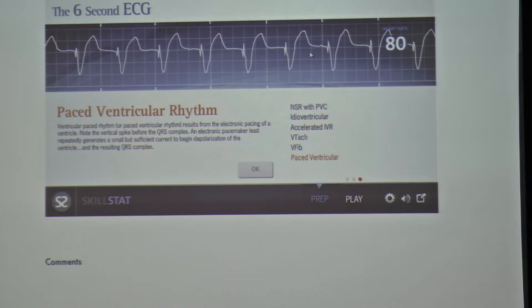I'm sure if your atriums are working, your SA node is working, maybe they just put a ventricular one in. I don't know what makes you get one over the other. Did you see the P wave? Yes, if you had an AV node working properly. That's a good point. Technically you would see a P wave if the atrium was working properly. So I don't really know enough.